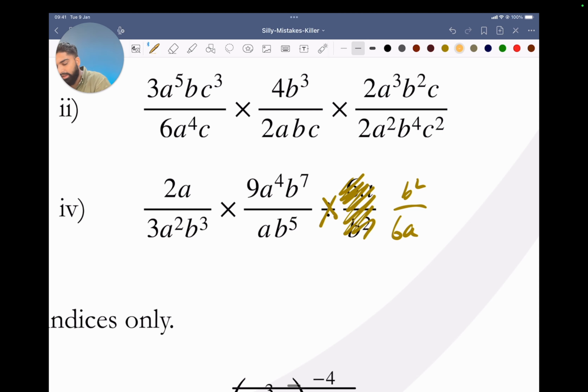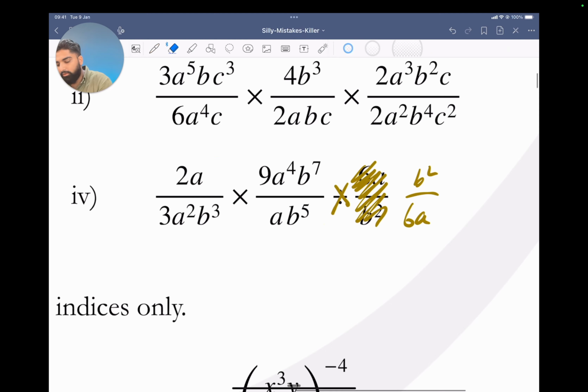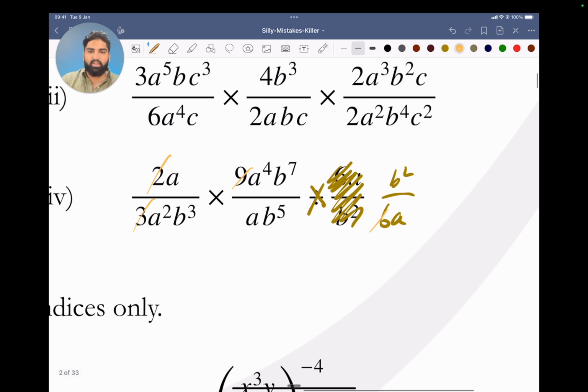In the numerator, I have 2 times 9, which is 18. And in the denominator, I have 6 times 3, which is 18. Well, guess what? The numbers all cancel out, literally, right? And you cancel them one by one, right? You cancel out the 2 with the 6, the 9 with the 3, or you can just kind of do this straight away. And then what about the a's?